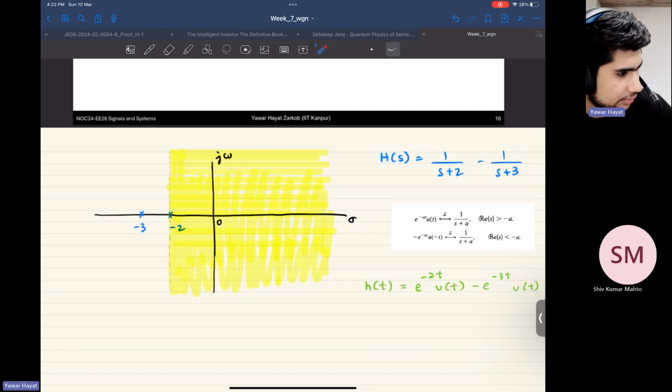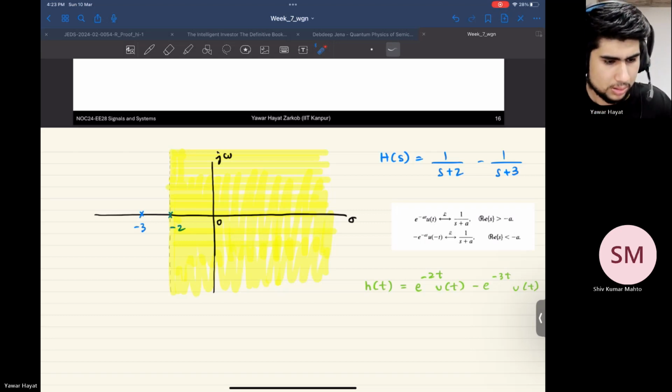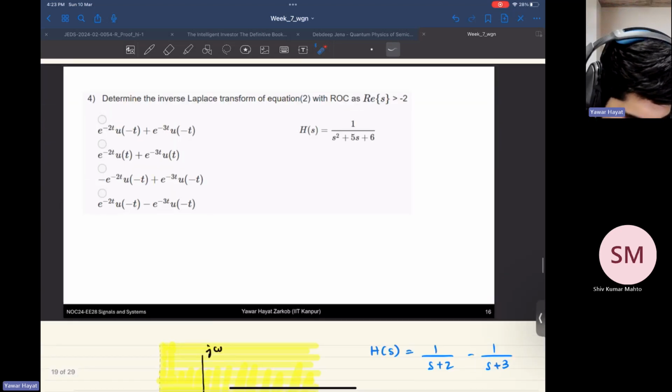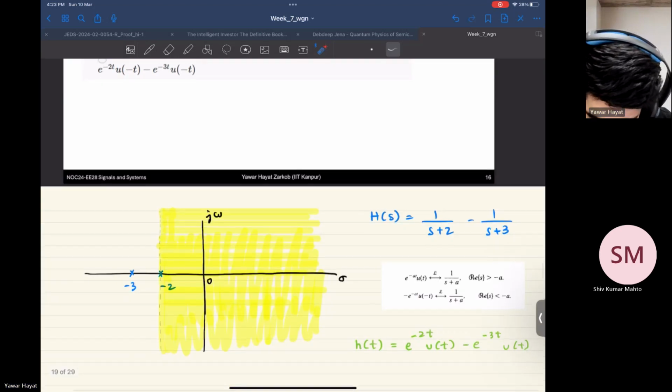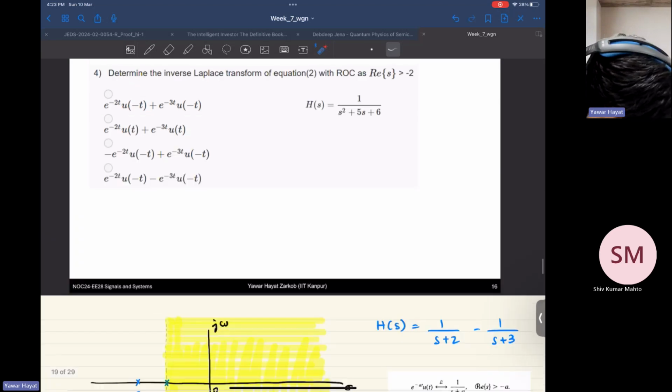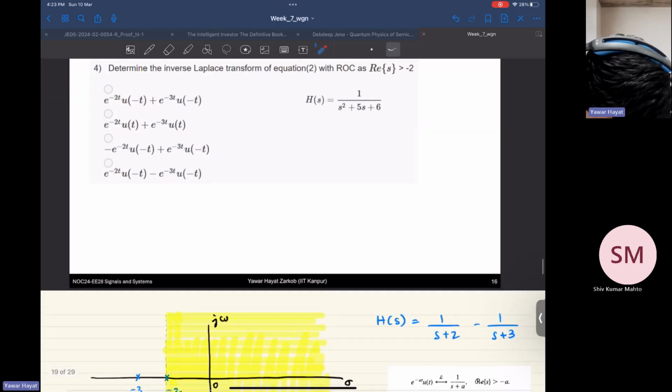Just let me check this. Hold on. Anyways, this would be h of t, right? I'll check if there is a sign mismatch for this. Probably it should be minus, right? I'll check this. You can let me know in the comments if there was a mistake from my end or in the question.